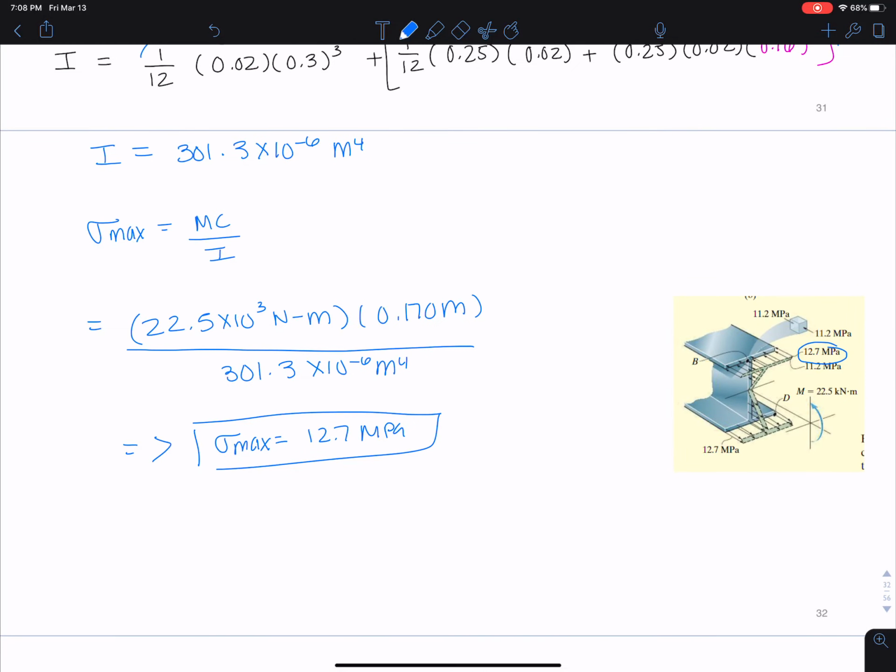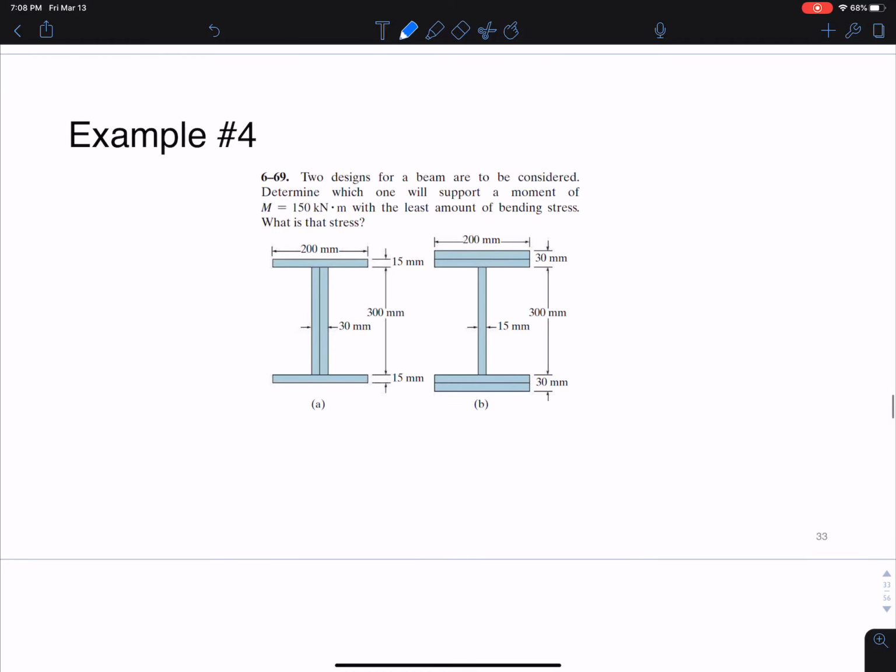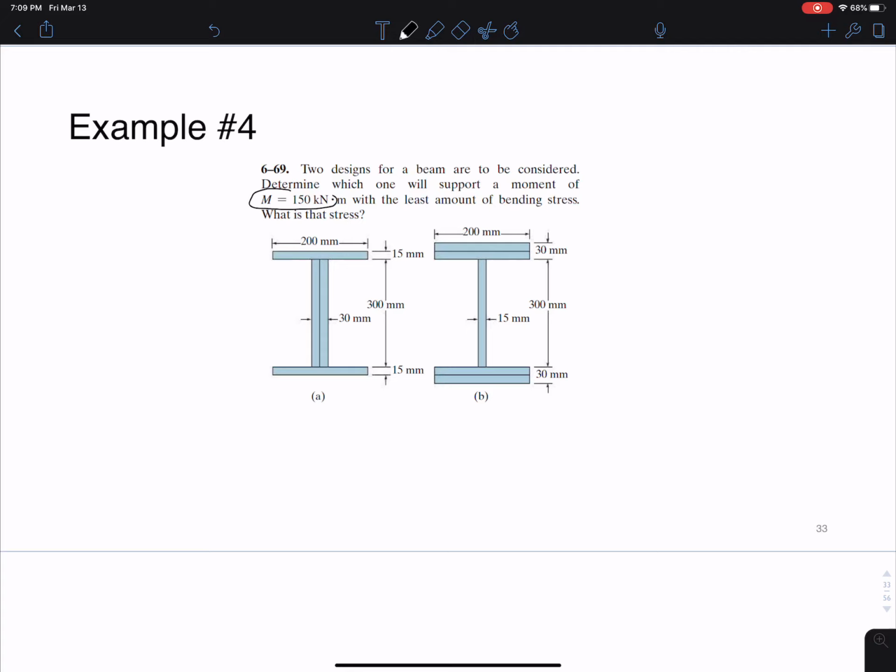Okay, let's move on to another example here. This one's a fun one. We have two potential beam designs, and we want to figure out which one can support an internal moment value of 150 kilonewton meters with the least amount of bending stress. And we want to know what that sigma value is.